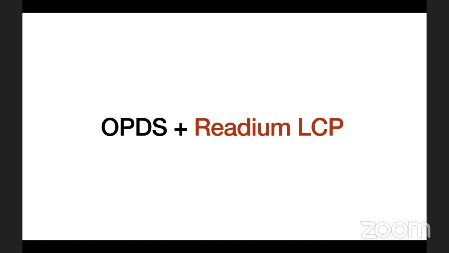So the usual flow with Readium LCP is I download a license, it asks for a passphrase, so I have to enter something, and then I can read my book. So that's already much nicer than Adobe ACS, for instance, but we can make it even nicer with OPDS. By combining the two, you can create something that's completely seamless, where there are only two steps.